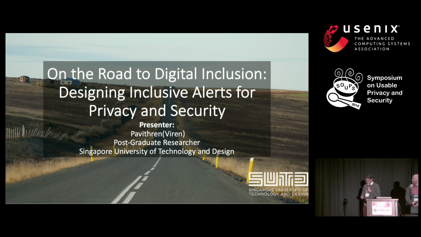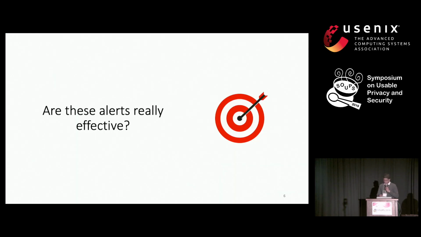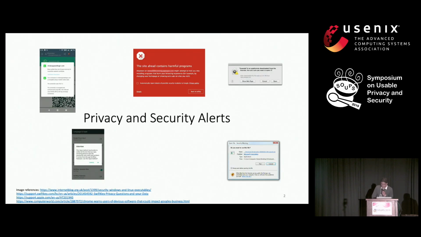Hi everyone. Today I'll be presenting my ongoing work on how I'm planning to design more inclusive alerts for privacy and security. In our daily lives, we are exposed to various kinds of alerts when we use our computers and our mobile phones. But have you ever thought how a person who might be of an Asian background, or who might be an elderly person or a child, how would they behave when they're exposed to these kinds of alerts?